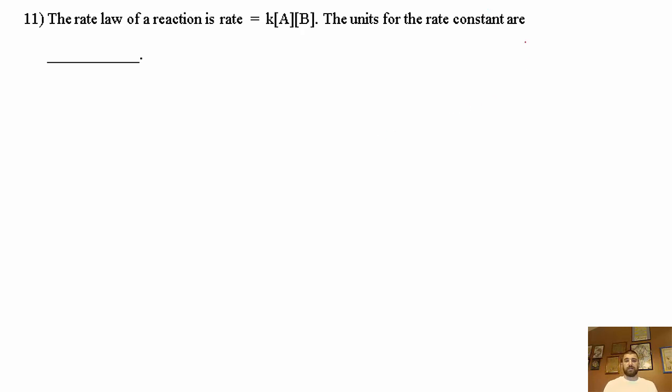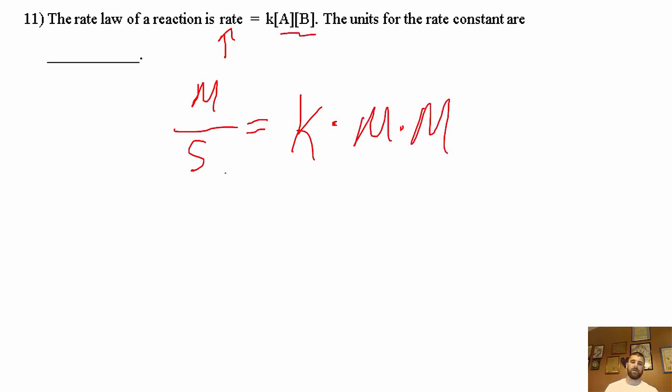11. The rate law of a reaction is rate equals K times concentration A times concentration B. The units for the rate constant are blank. Alright, so let's think about this. The rate is usually given in molar per second, and that has to equal K times, let's just look at the units. Well, concentration is going to be molar times molar. So we have moles per second has to equal K times molar squared.